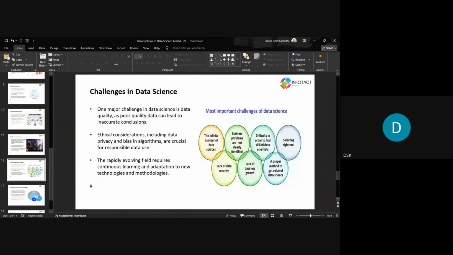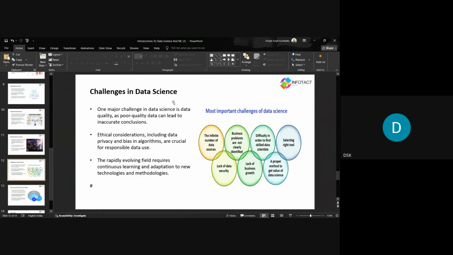So that is how RL works. And the major challenge in data science is data quality, as poor data can lead to inaccurate conclusions. If the data is not right and the data is poor, then everything goes wrong. Nothing can be done, from representation to training the model, because if the data quality is poor, the model will also not learn efficiently, right? And the training will also go to waste.